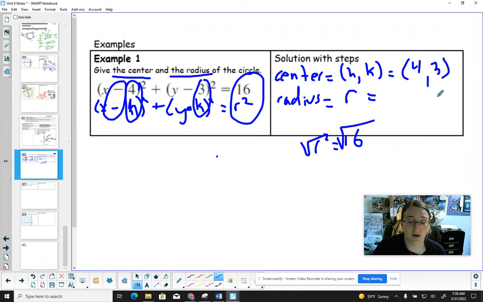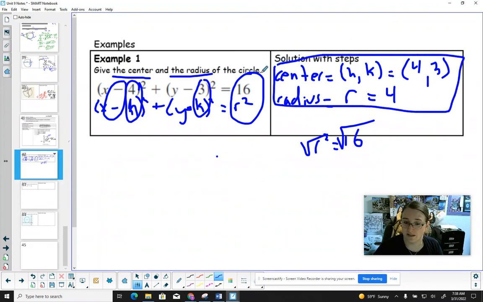So take a second. You can pause, go to your calculator if you need to. What's the square root of 16? That's going to be 4. So that means from the center to the outside of the circle is going to go 1, 2, 3, 4. And that's it. That's our answer for this question. There's our center, there's our radius.